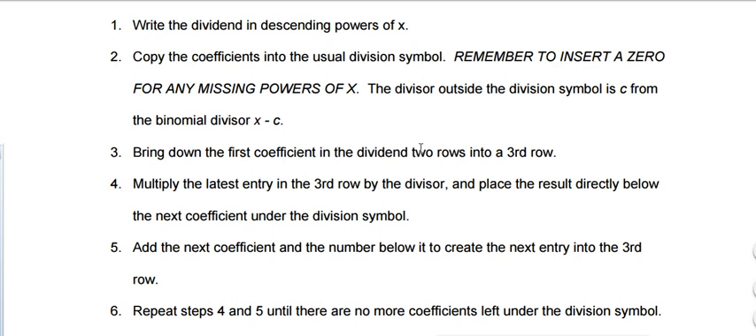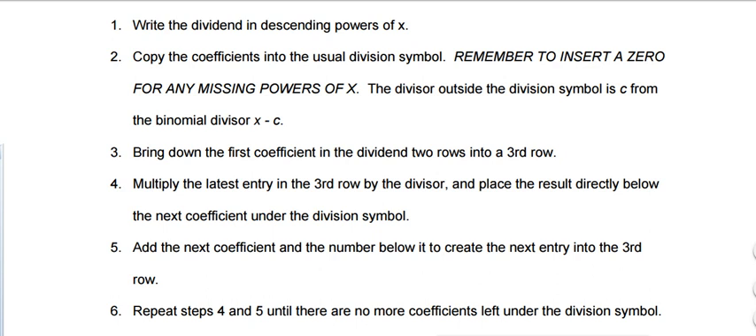You're going to bring the first coefficient down. You're going to multiply it by the divisor, and then place the result directly below the next coefficient under the division symbol. You'll add those together, and it will create the next entry in your third row, and then you can continue to repeat steps 4 and 5 until there are no coefficients left underneath the division symbol.